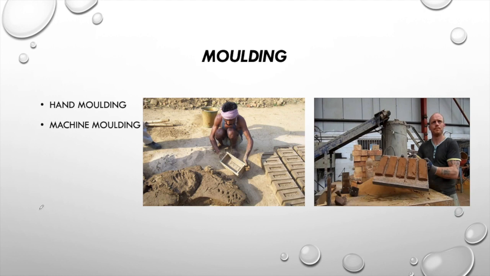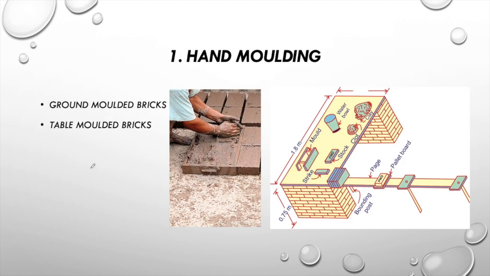Now in the preparation of the mold, there are two processes, either hand molding or machine molding. In the hand molding, you can see these are done by hand, and we have the mold here in which we place the needed raw material of the good brick earth. And in the machine molding, this operation is totally performed by the machine. Obviously this will be a better choice than the hand molding. In the hand molding, either there will be ground molded bricks or table molded. In the ground molded, these are molded on the ground, and in the table molding we perform the operation on the table. This is better from the perspective of quality than the ground molding.